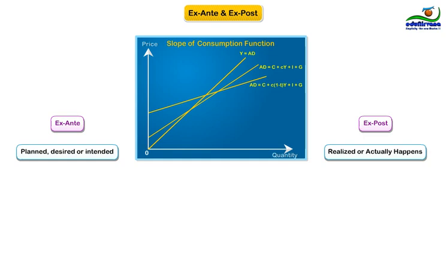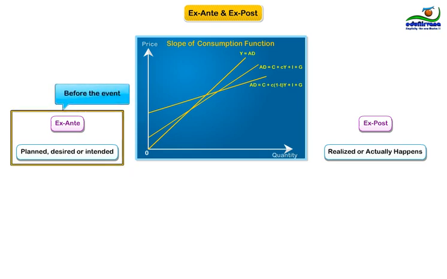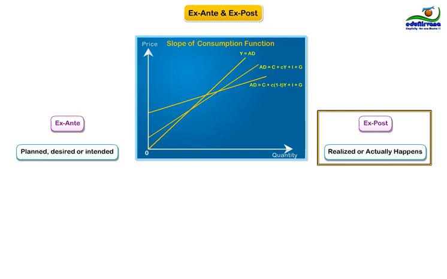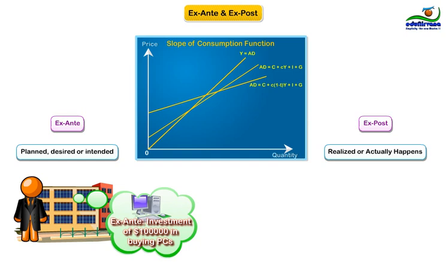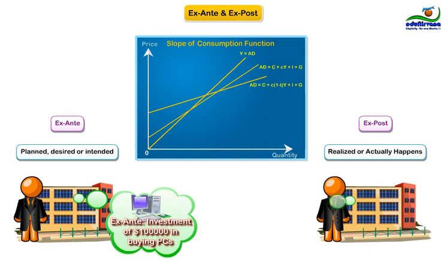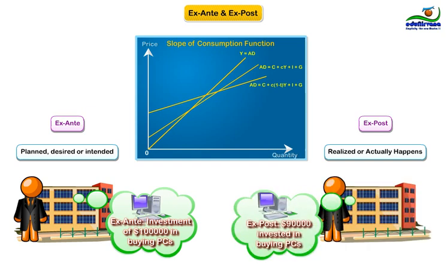Ex ante and ex post will not be the same when plans are not realized. In other words, the expression ex ante indicates before the event and the expression ex post indicates after the event. For example, the amount of investment which a firm plans or intends to make during a period is ex ante investment. But what the firm has actually invested, measured at the end of the period, is called ex post.